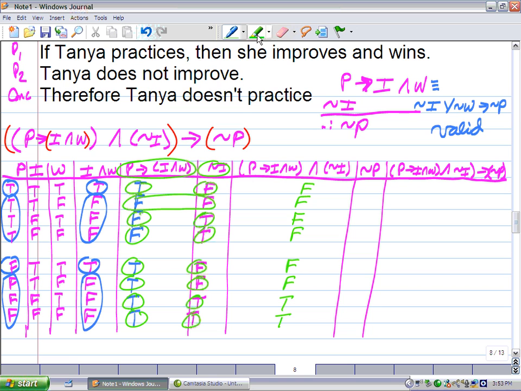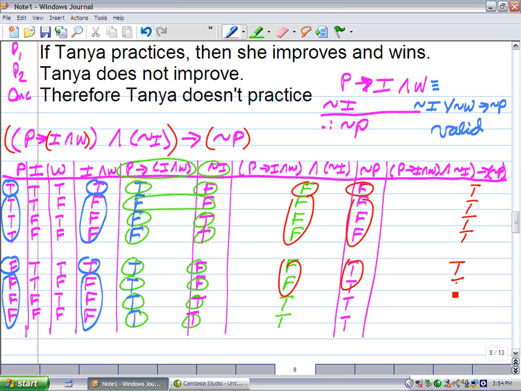Okay, now we got to do the opposite of P, so we got to go all the way back to the beginning. The opposite of P, those trues are all going to be falses, and those falses are all going to be trues. And then the final step would be the implication. False, all these are false implies falses. Oops, so these are all trues. False implies true. Both of those are true, and true implies true. So this is a valid argument.